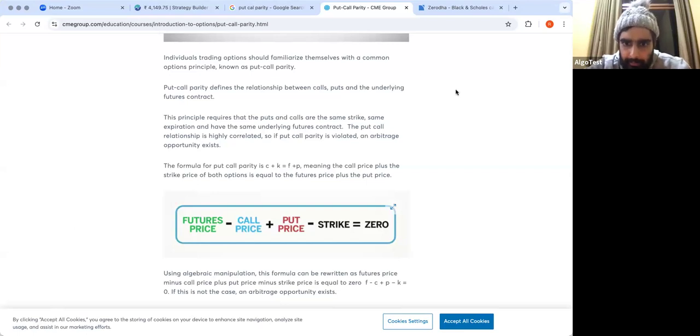Like, are your minds blown the way my mind was blown when I first heard about this? That instead of buying a call, I can just buy a put and a future. Instead of selling a call, I can just sell a put and a future. Instead of buying a put, I can buy a call and sell a future. It'll give me the exact same payoff. No, well, this arbitrage is not feasible for you.